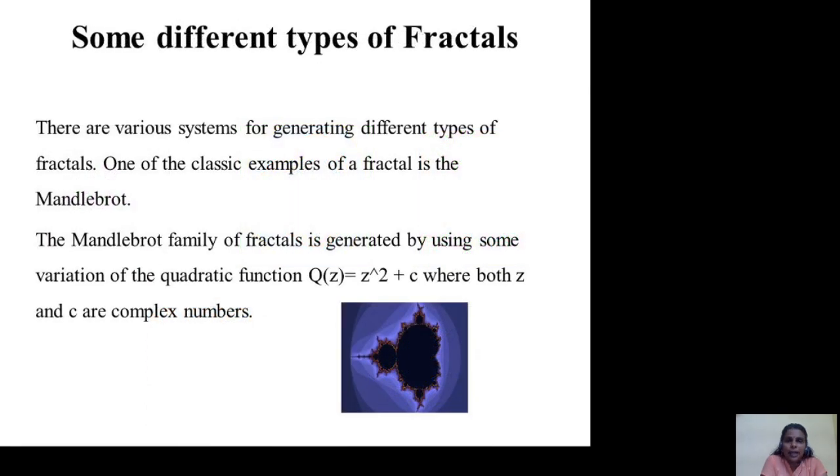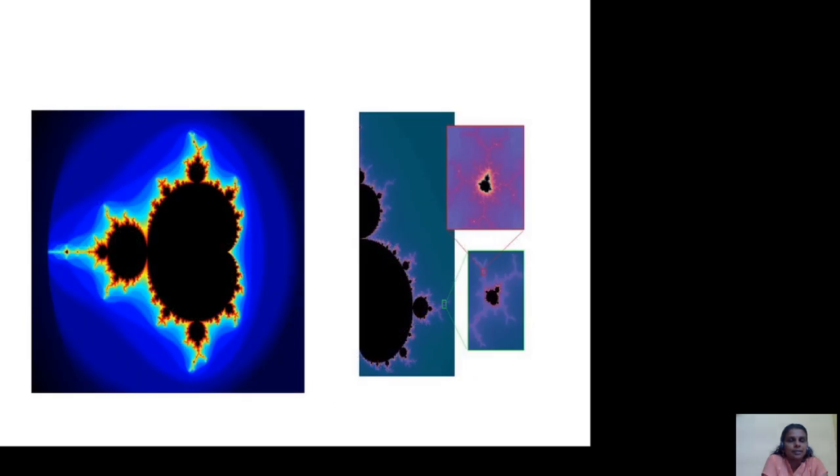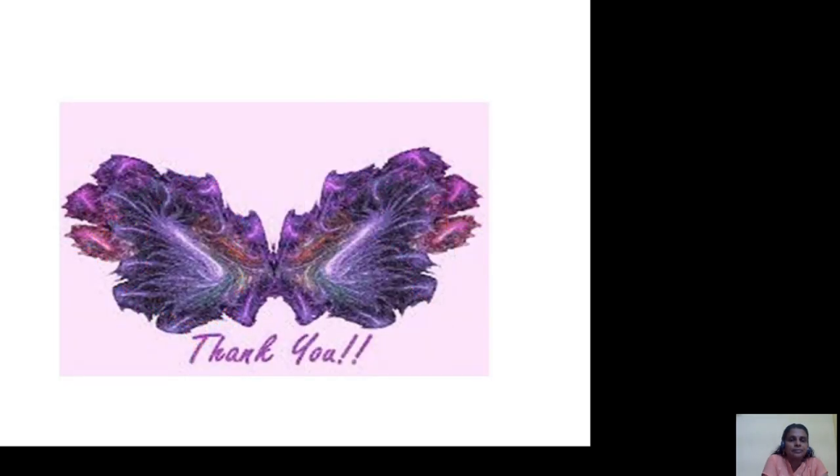Some different types of fractals. There are various systems for generating different types of fractals. One of the classic examples is Mandelbrot. The Mandelbrot family of fractals is generated by using the quadratic function known as z squared plus c, where both z and c are complex numbers. This is an example of a Mandelbrot fractal. That's all about it.